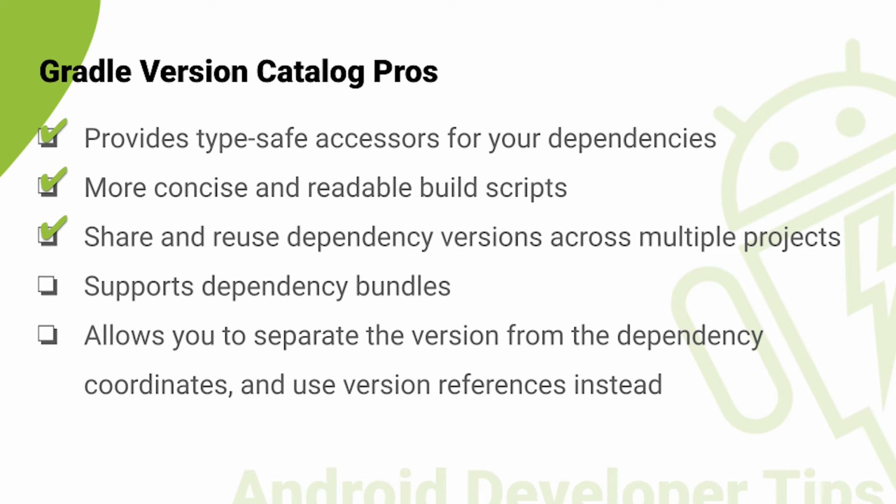It enables you to share and reuse dependency versions across multiple projects, which can help avoid duplication and inconsistency of dependency versions across your modules or even different projects. It supports dependency bundles, which are a group of dependencies that are commonly used together. This can simplify your dependency declaration and avoid conflicts. And at the end, it allows you to separate the version from dependency coordinates and use version references instead. This can give you more flexibility and control over the dependency versions.